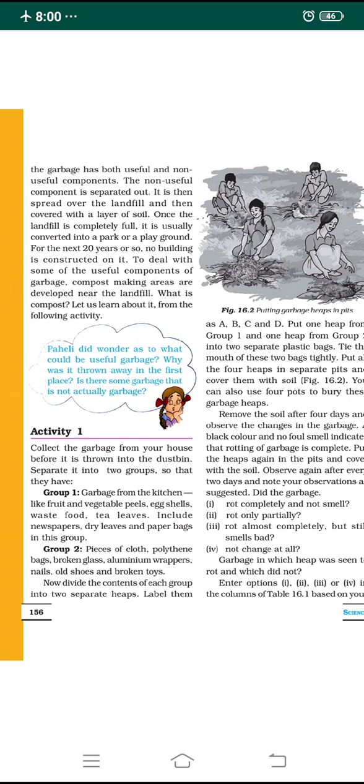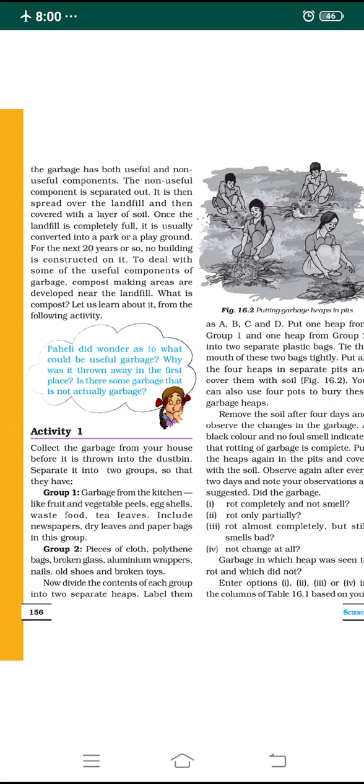No building is constructed on it, because below that, there is a landfill. To make better use of the useful components of the garbage, they can be used to make compost. Compost making areas are developed near the landfill to make use of the useful components. So what is that compost? Let us learn about this.